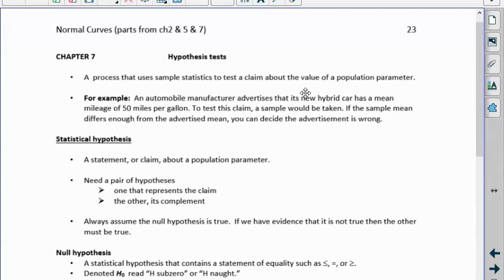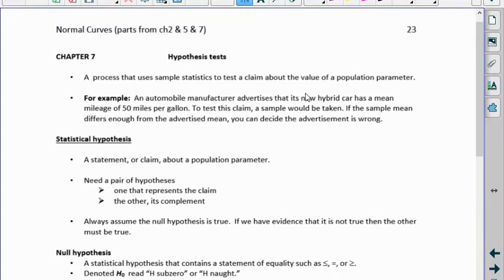Starting what's called hypothesis tests. In order to do a hypothesis test, you first have to decide what you're actually trying to test. A hypothesis test is a formal procedure that tests what your sample results are and compares it to what the population you believe is.